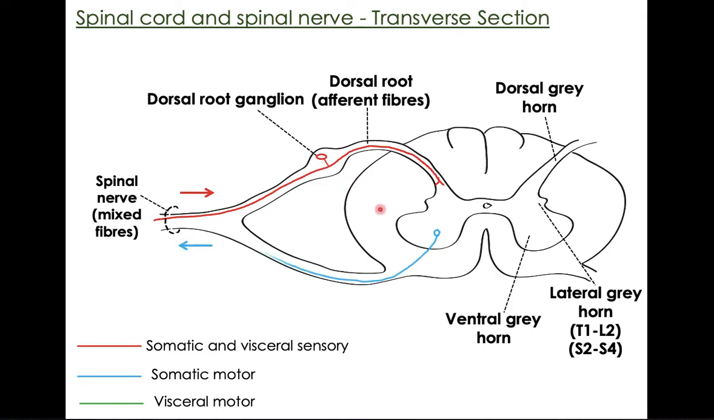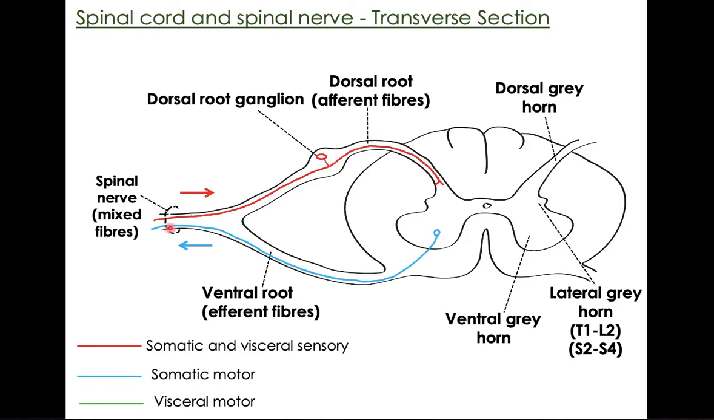Now, from the ventral gray horn, we have cell bodies of motor neurons, somatic motor neurons, that leave the cord. So they are efferent fibers. They leave the cord. They use the ventral roots and rootlets of the nerve to exit the cord and join that spinal nerve. So we can start seeing how the spinal nerve contains mixed fibers.